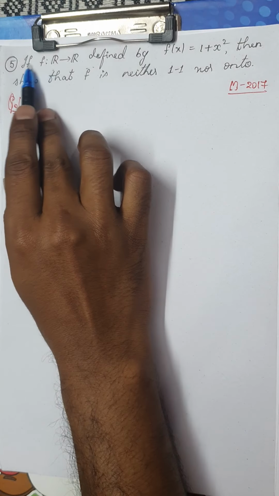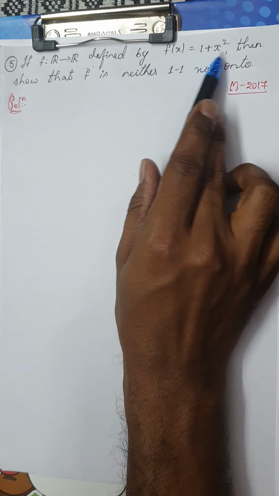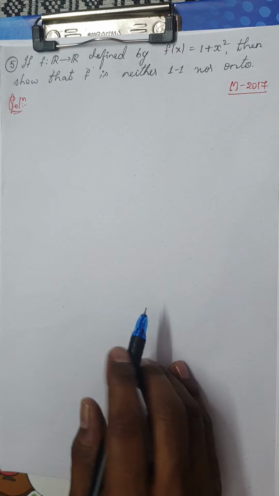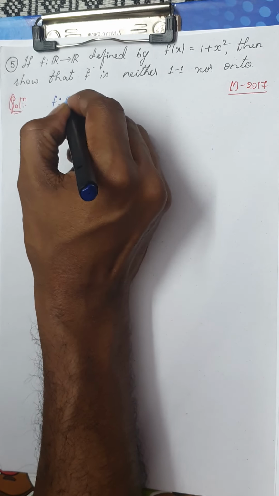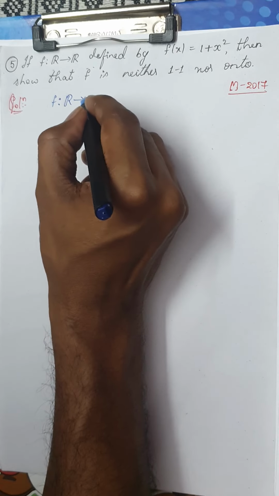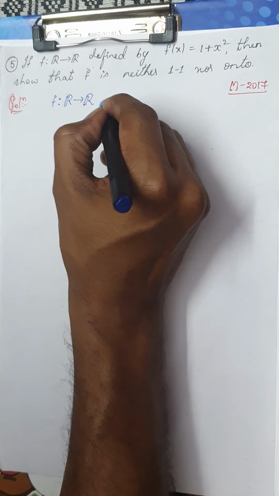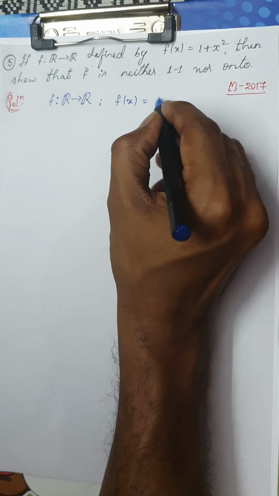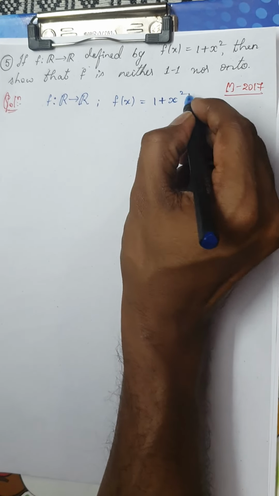The next question I have is: if f from R to R is defined by f(x) = 1 + x², then show that f is neither one-one nor onto. It's a very simple question. I have already proved this question in the other session, in the 5 mark question. But for this question, we'll solve it in a different way.